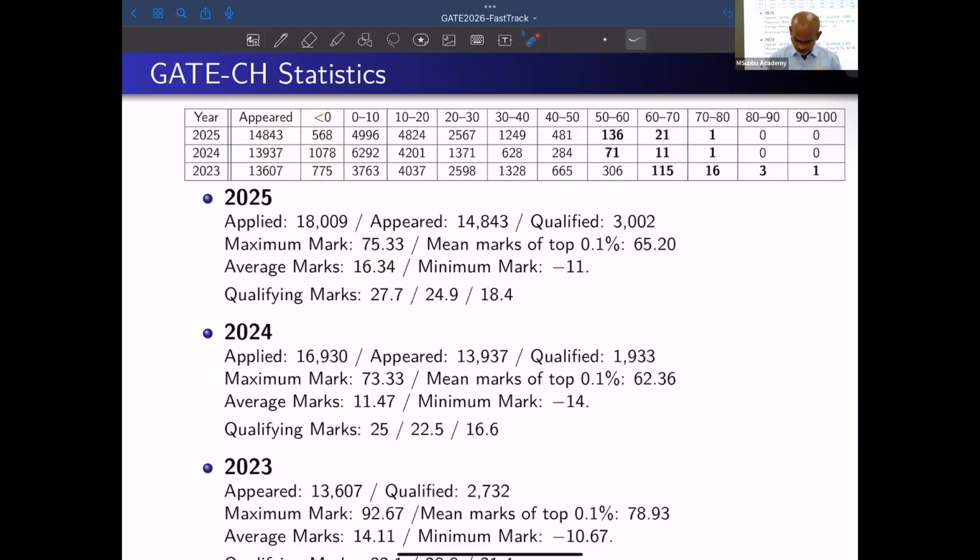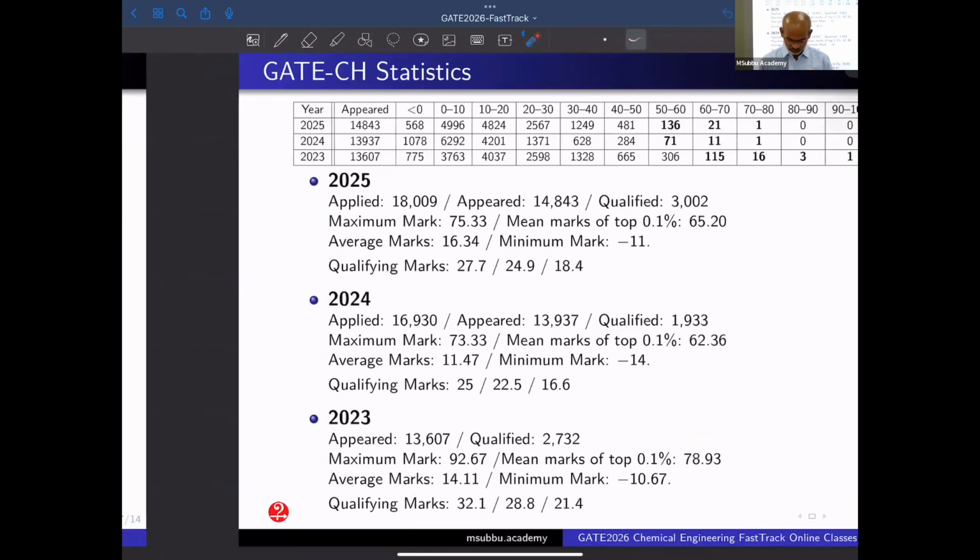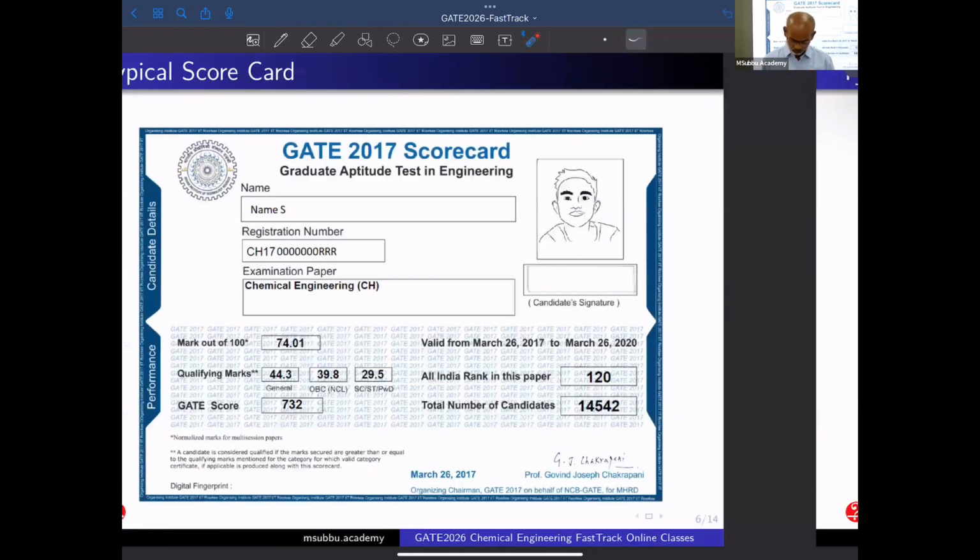Whereas the average mark is somewhere around 11, 12, the total average among these 15,000 people. And the maximum mark is around 73, 75. Sometimes 92 was also got by one person. So in that way, what we should aim for is the top 0.1 percentile, the 99.9 percentile. For that, 99 plus percentile we should aim for. For that, you should get a mark higher than 60, 70. I said this person got a mark of 74.